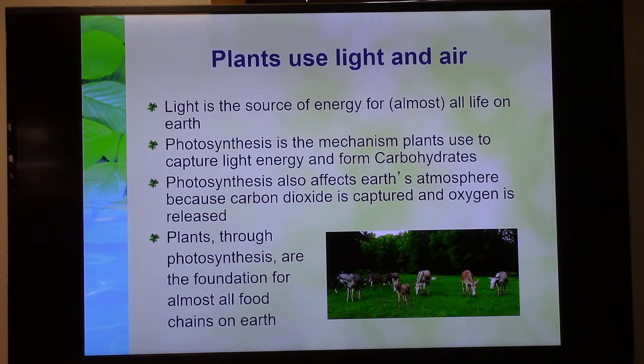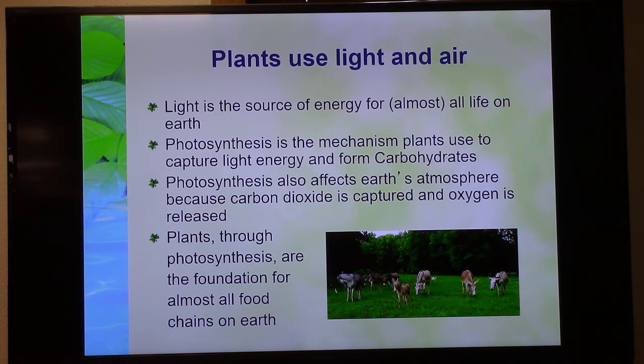Photosynthesis is the mechanism plants use to capture light energy and form carbohydrates. Photosynthesis also affects Earth's atmosphere because carbon dioxide is captured and oxygen is released. Plants through photosynthesis are the foundation for almost all food chains on Earth. That's not a picture of donkeys, that's a picture of a food chain. Plants, animals, food chain.